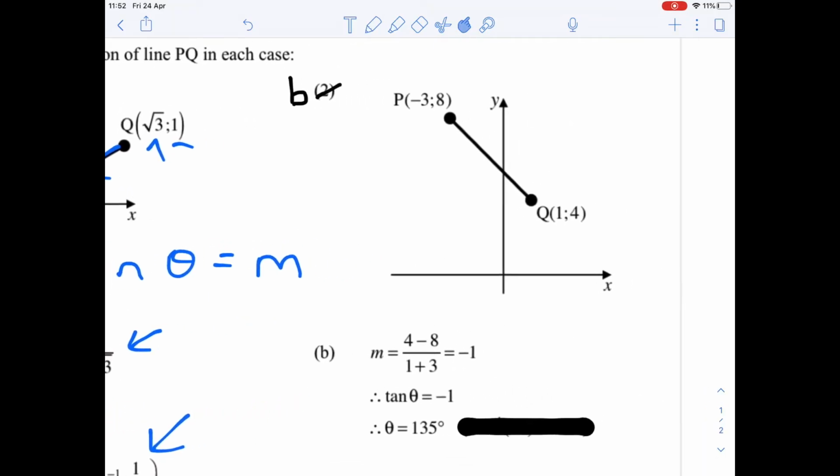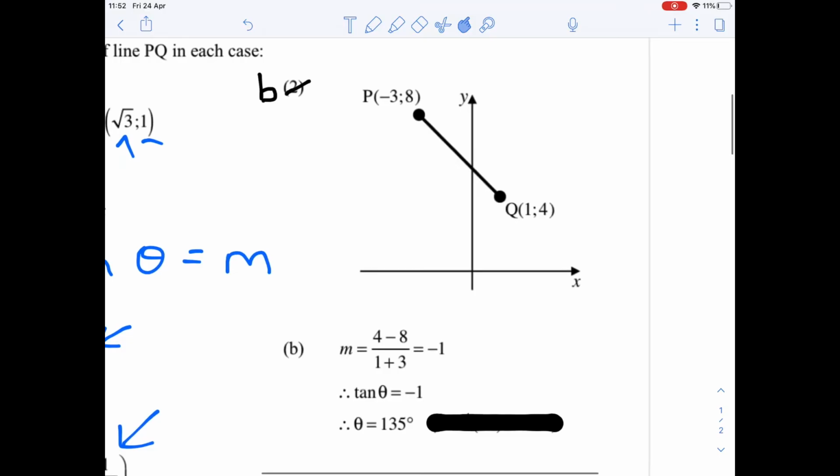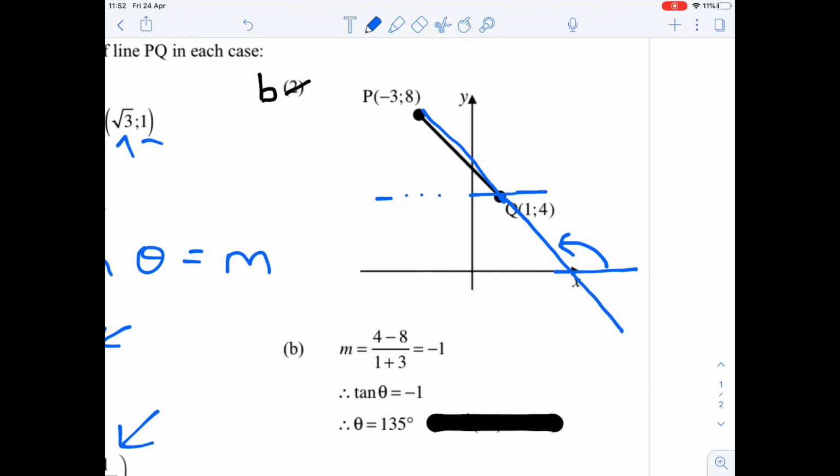Now let's move across to B over here. Now in B, we need to find the angle of inclination of PQ. Now, there are two ways of seeing this. PQ is up there, but what we can easily do is we could just extend it. And then my angle of inclination would be that angle there. Or we could visualize it and see it as your x-axis just moving up a bit, and that there would be the angle of inclination.